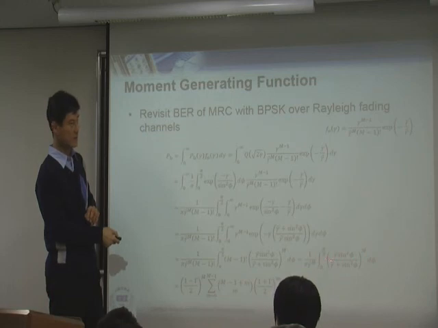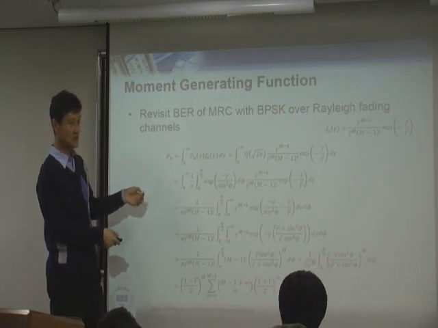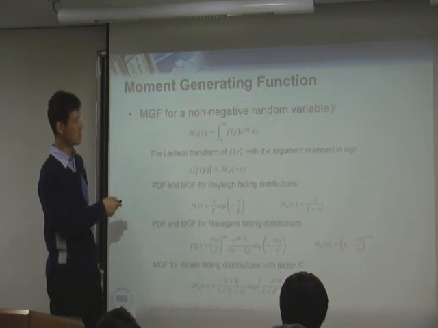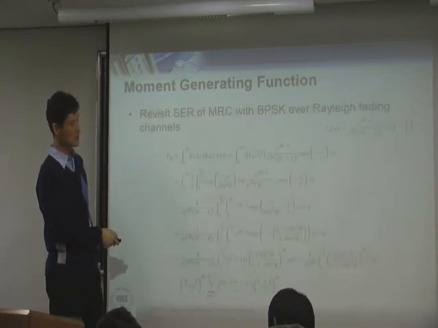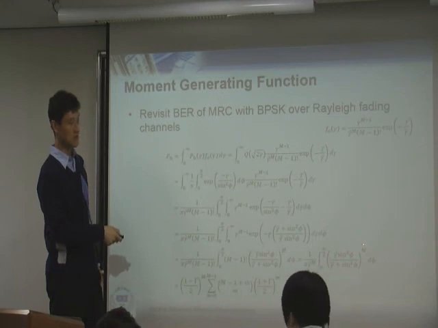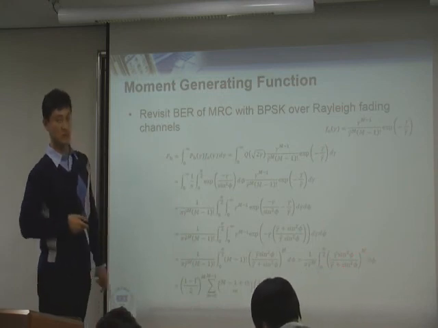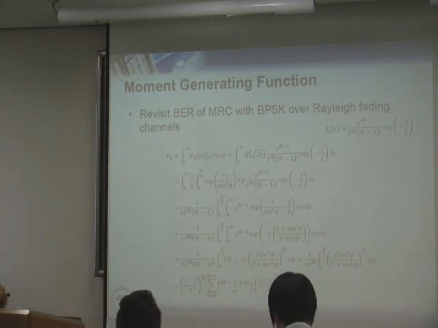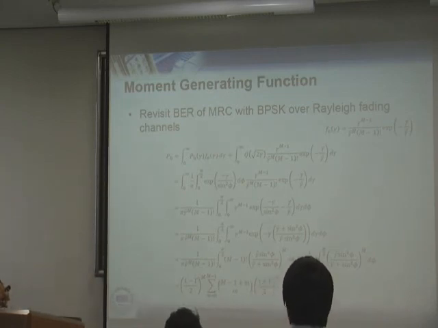As I said, we are talking about the MGF, right? And as I said earlier, the MGF is almost the same as the Laplace transform. So you basically take the MGF to the power of m. That corresponds to the MRC, where you basically add multiple random variables. And that's a convolution.